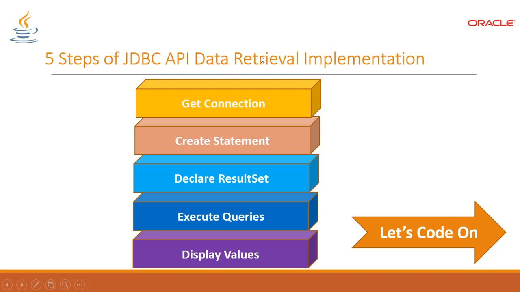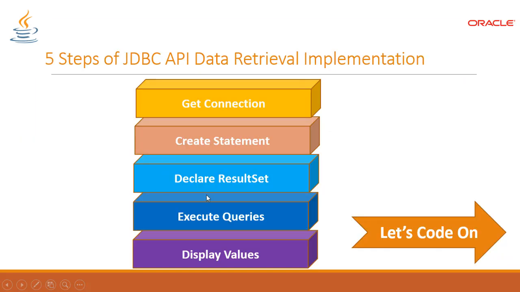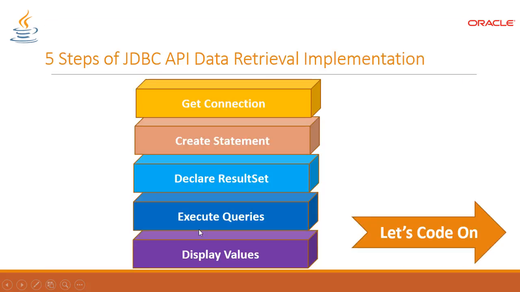And when it comes to the data retrieval implementation, these are the basic 5 steps I'm going to use during this demonstration. First, I'm going to get the connection. That's what I said, getOracleConnect. Then create statement, declare result set, and execute query. These will come in the display method, and displaying the values will also come in the display method. And in the main method, I'm going to call these methods. Let's learn in detail about create statement and result set while coding.